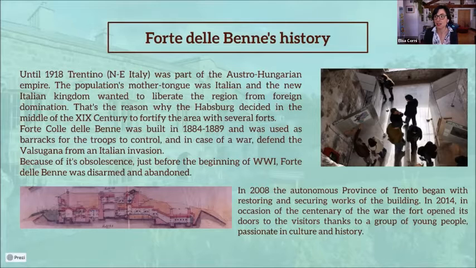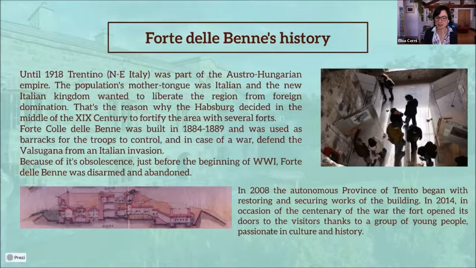They built Forte delle Benne between 1884 and 1889, but it became obsolete very quickly. The technology moved so fast at that time, the war technology, that at the beginning of World War I, Forte delle Benne was declared unusable, too old, and it was closed and abandoned.